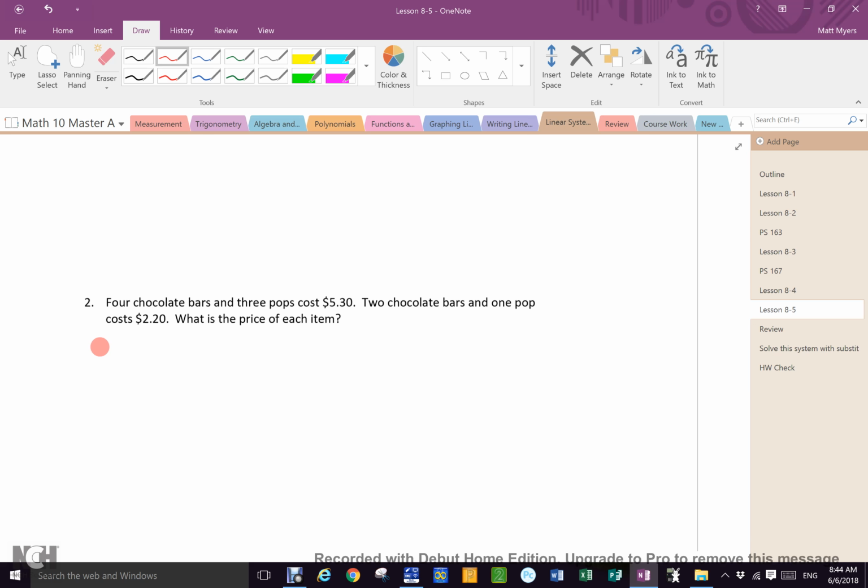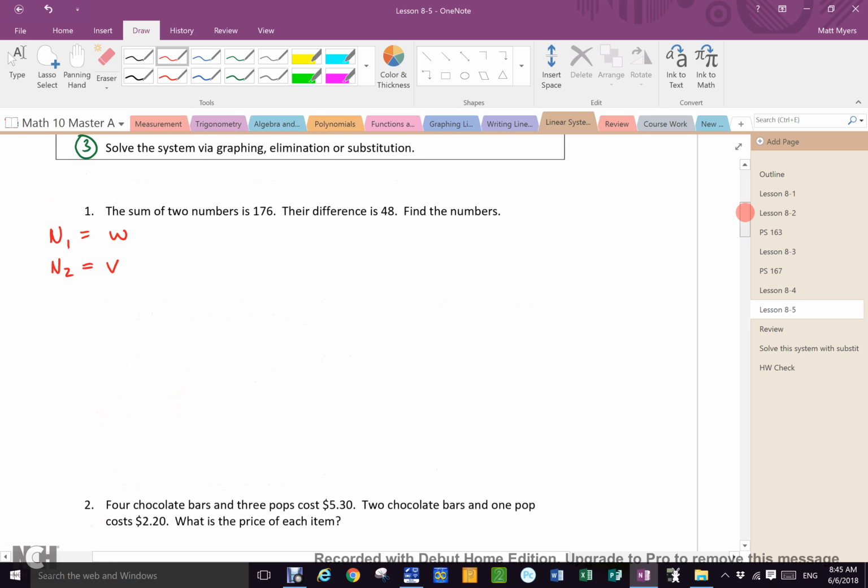All right. What are the two things I'm looking for in number 2? There's 2 unknowns. What are they? They're costs. Costs of what? Chocolate and pop. So that's the 2 unknown things I'm looking for. And now I need to give them variables. What would be smart letters to use? C and P. Is everybody good with step 1? Yes? Okay. Let's go back up here.